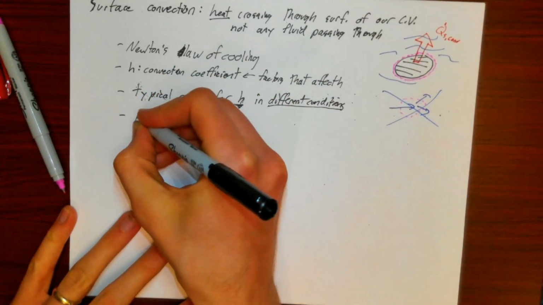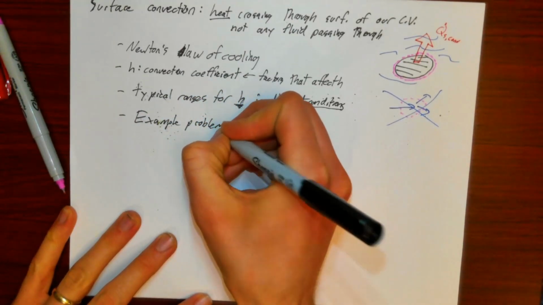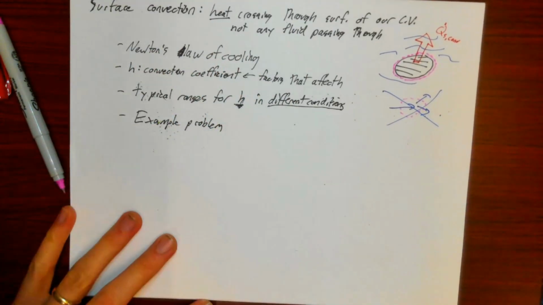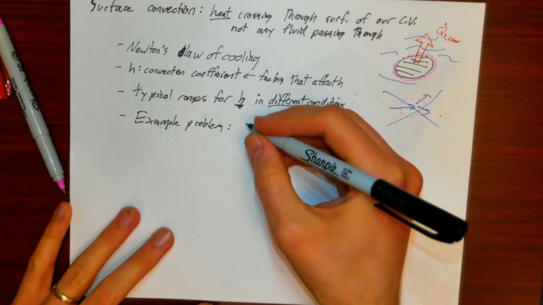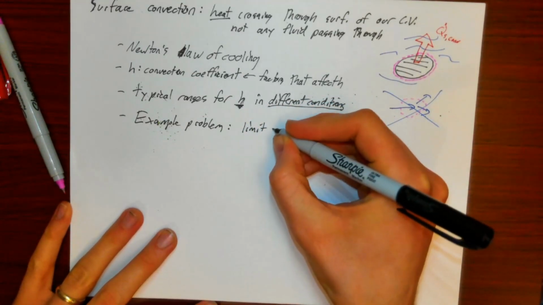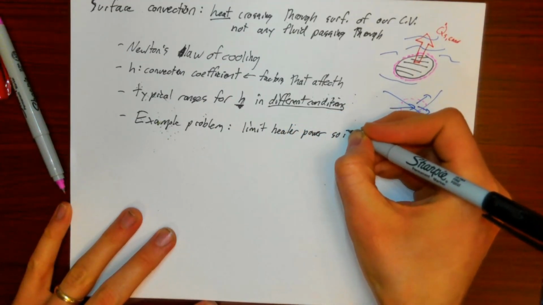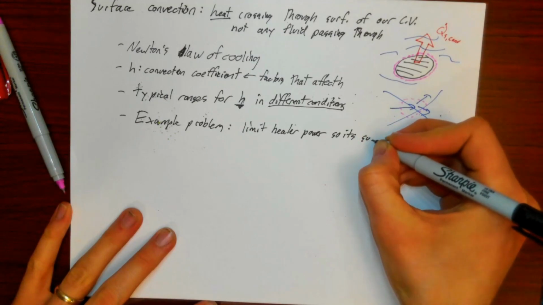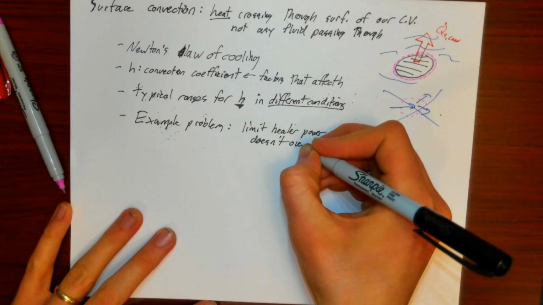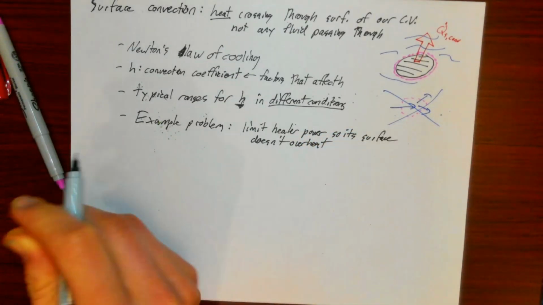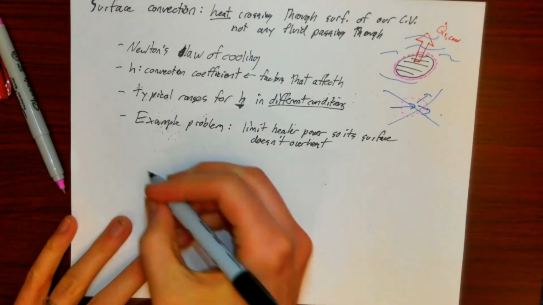Then we'll do an example problem that involves Newton's law of cooling and H. And the problem we're going to solve is we want to limit a heater power so its surface doesn't overheat. And this will bring together some of the concepts that we'll introduce here.